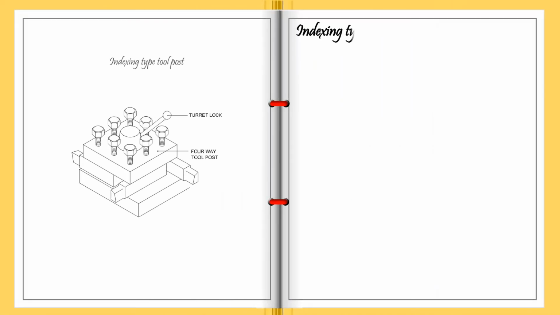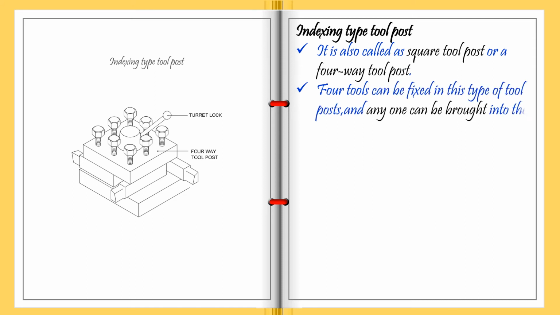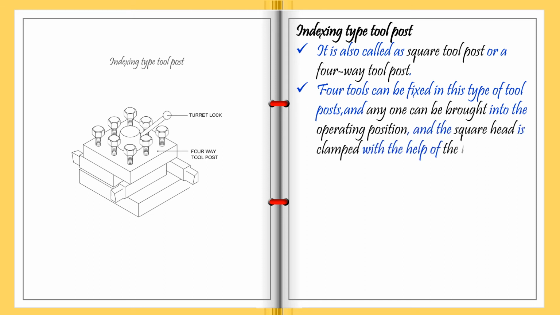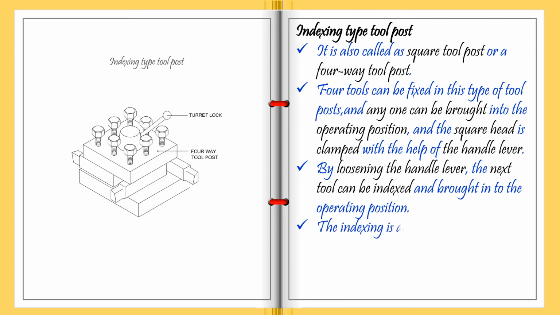Let's see about the indexing type tool post. It is also called a square tool post or a four-way tool post. Four tools can be fixed in this type of tool post, and any one can be brought into the operating position, and the square head is clamped with the help of the handle lever. By loosening the handle lever, the next tool can be indexed and brought into the operating position. The indexing is done manually.